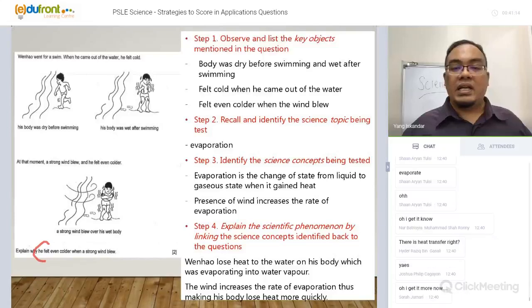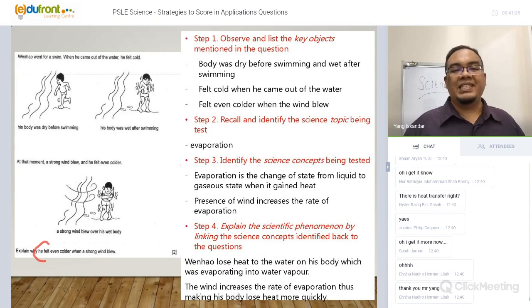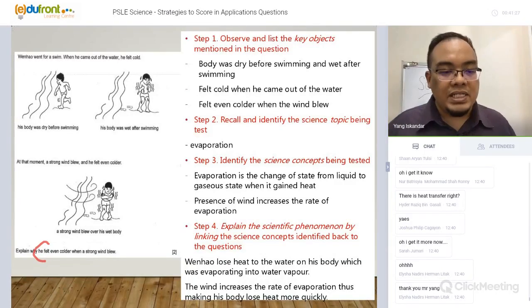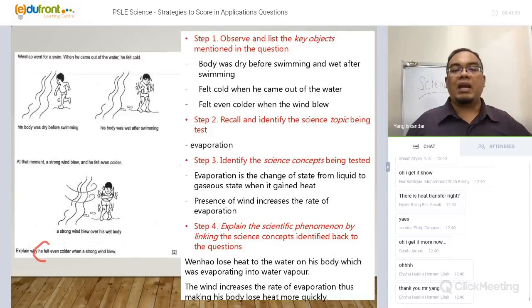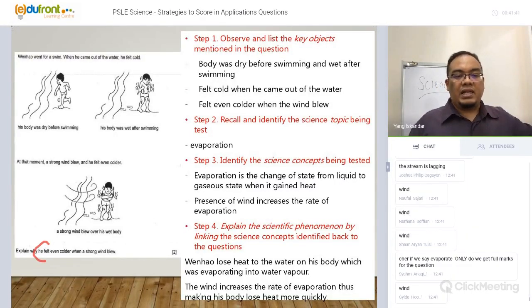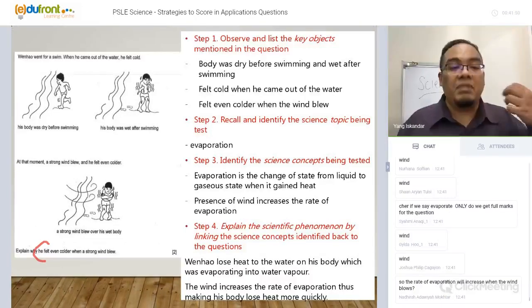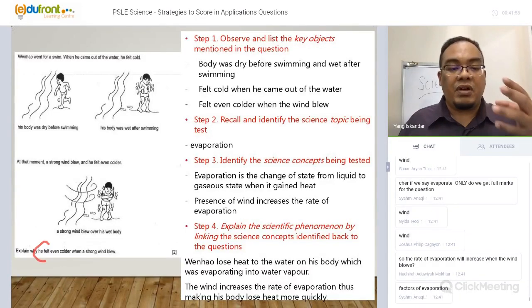Because there is lots of water, that's why when we come out from the pool, we want to quickly wipe off the water from our body. What's the reason? Because when the water evaporates, it will gain heat. From where? From our body. So we will shiver. And what makes things worse here? When the strong wind blows. Remember, what are the factors affecting evaporation? One of the factors is the presence of wind. Correct or not? The presence of wind will increase the rate of evaporation. So when it increases the rate of evaporation, the water will gain heat even more, and it will gain heat from Wen Hao even more.